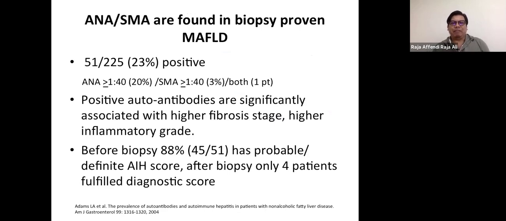Bear in mind, MAFLD and NAFLD are increasing widely everywhere in the world, and ANA and SMA can be found in biopsy-proven MAFLD, in this case 51 over 225 patients, 23%, where different titers and positive autoantibodies are significantly associated with higher fibrosis stage and also grade of inflammation. But before the biopsy, you can see here a majority has a probable or definite AIH score, but post-biopsy, only a small number of patients fulfill the diagnostic criteria for AIH in the setting of patients with MAFLD or NAFLD.